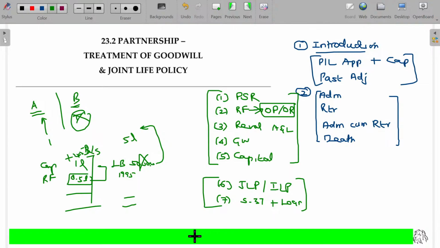So in case of reconstitution of the firm, related to admission, retirement, death, whatever it may be, 5 points you have to be careful. One is PSR, next is distributing the accumulated profits and losses, next is the revaluation of assets and liabilities on the date of admission, and fourth is the firm's credibility valued in terms of money, named as goodwill. Finally, how can we ask the incoming partner to bring capital, a fund for his own contribution? These are the 5 aspects. And of course, JLP and Section 37.